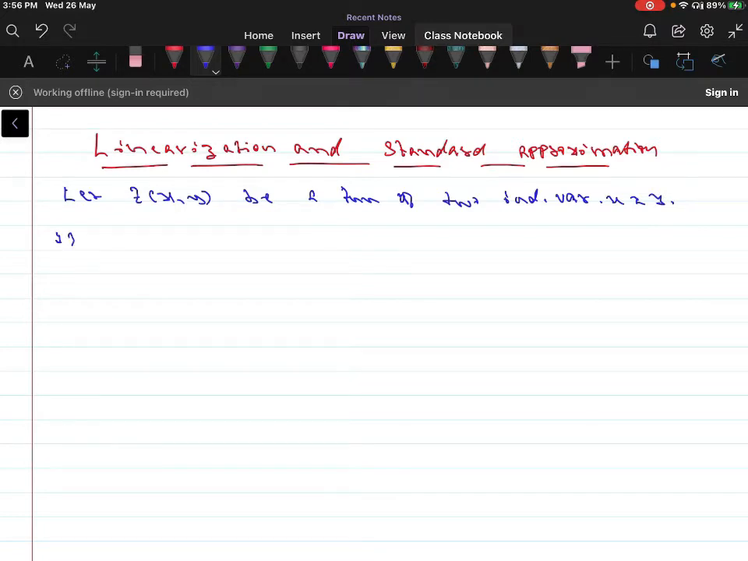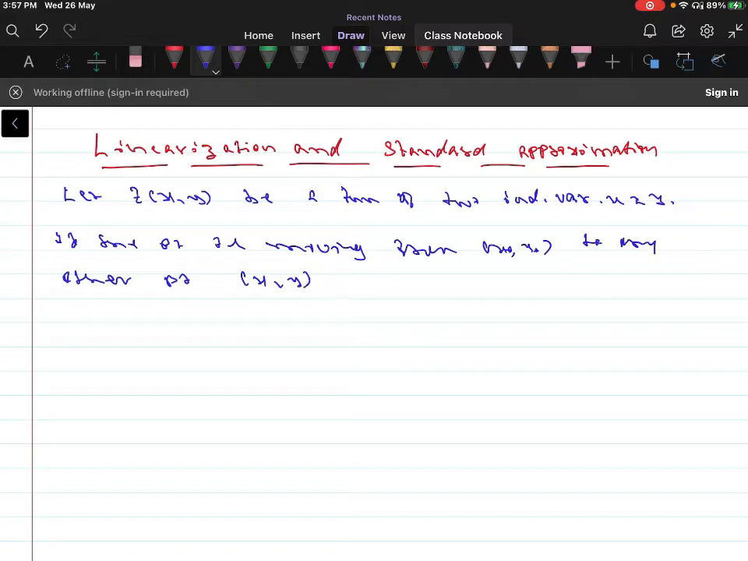If the point is moving from x naught comma y naught to any other point, let us say x comma y, in the increments delta x is equal to x minus x naught and delta y is equal to y minus y naught.